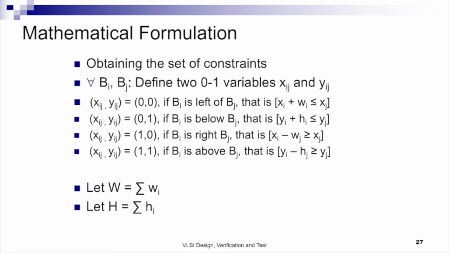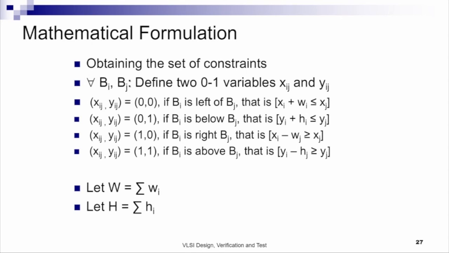Now, to obtain the set of constraints, we define two 0-1 variables XIJ and YIJ for each vertex pair BI, BJ. XIJ, YIJ equals 0-0 if BI is to the left of BJ. That is, if the first constraint XI plus WI less than or equal to XJ is what we need to ensure, we will keep XIJ, YIJ equal to 0-0.